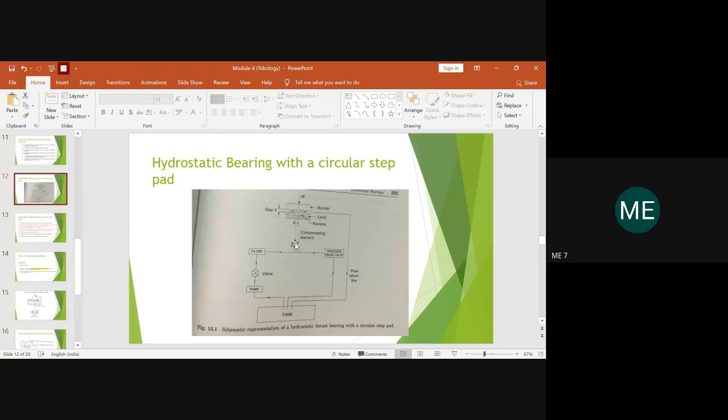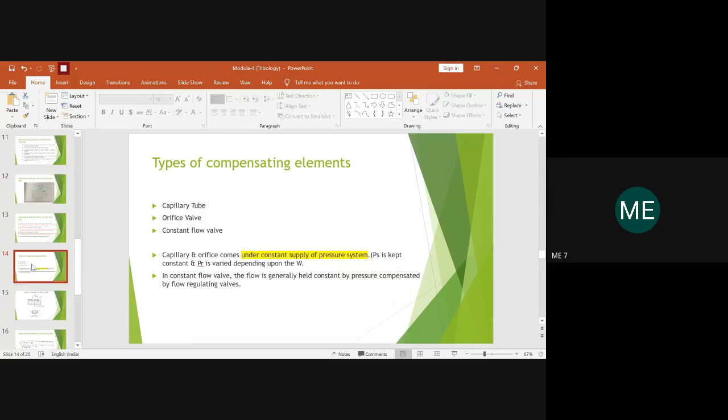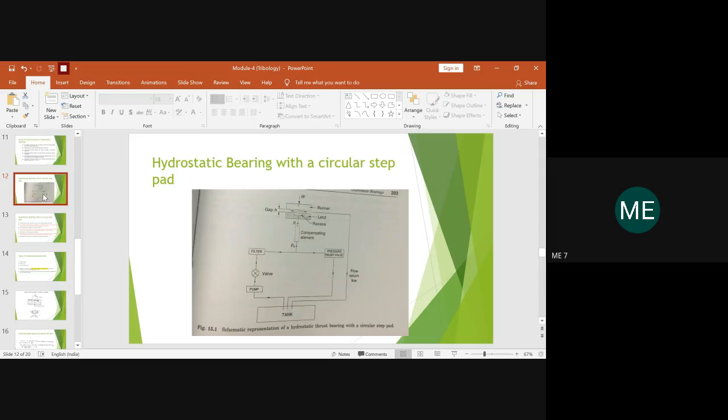So this value will be constant. Only the oil which passes through the compensating element, here you will have the valve. It could be either a capillary, orifice, or constant flow valve. This type of valve mechanism will be associated with the compensating element. The valve you have used will help to reduce the pressure as per the requirement.